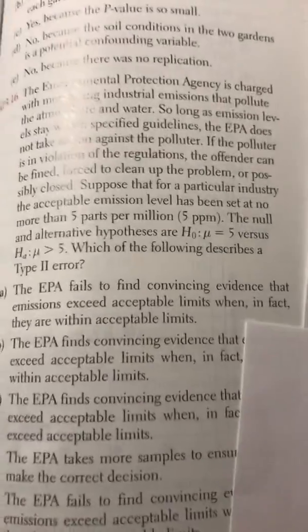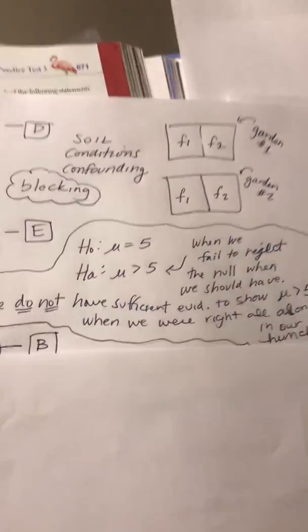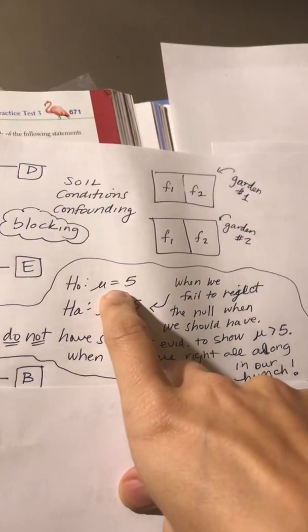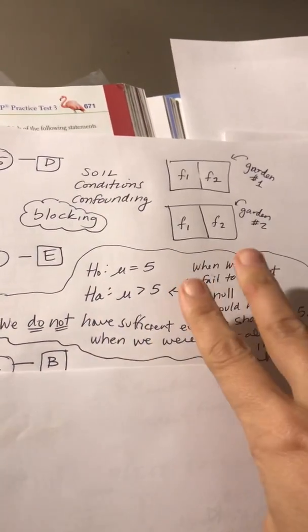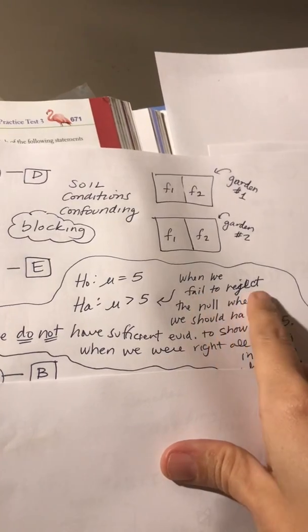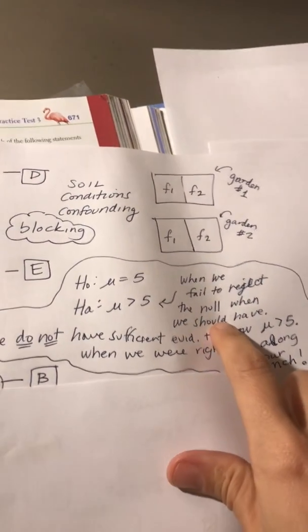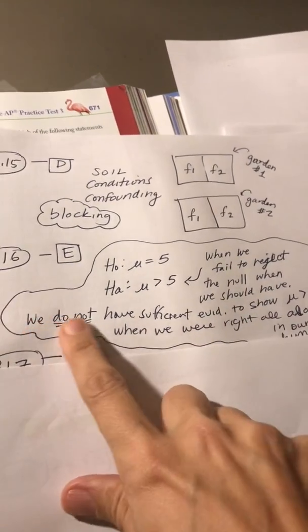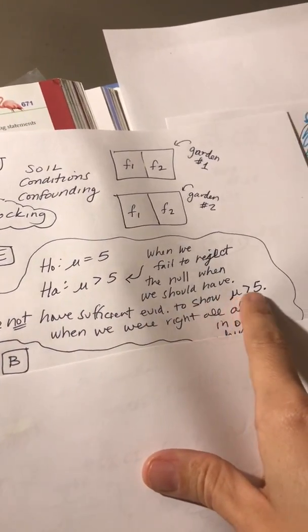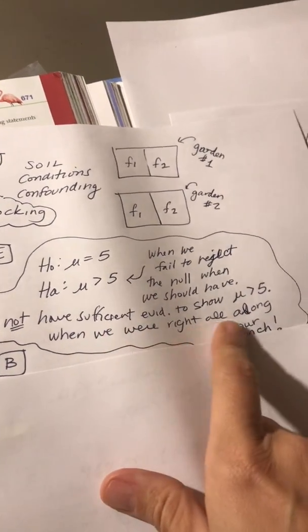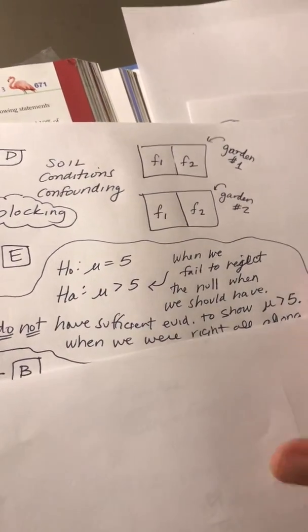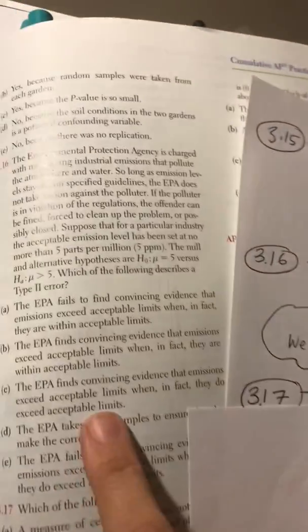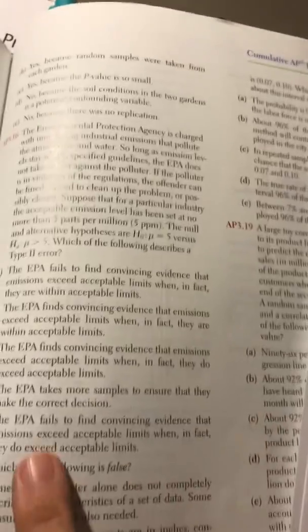So that can actually be fairly easy if you use the posters in the room. The posters in the room state, a type 2 error means I walked through door number 2, which means we failed to reject the null hypothesis. But an error means, oops, I should have rejected it. We don't have sufficient evidence to show that mu is greater than 5, but we were right all along. Our hunch was correct. So when we look at our answer choices, we notice that E fits here perfectly.